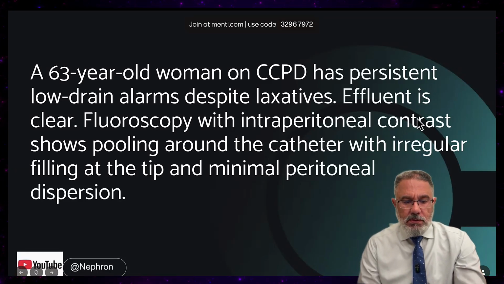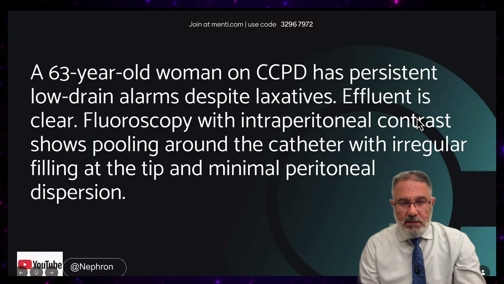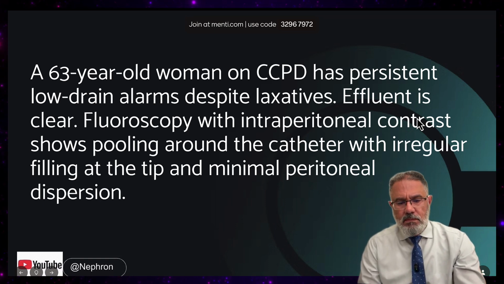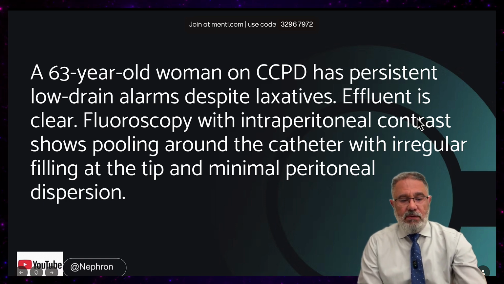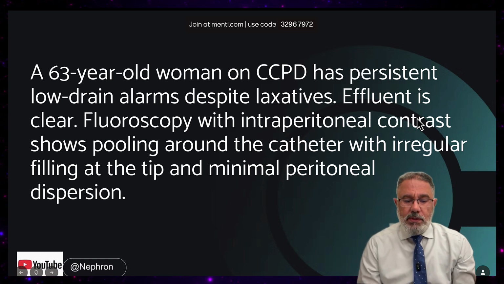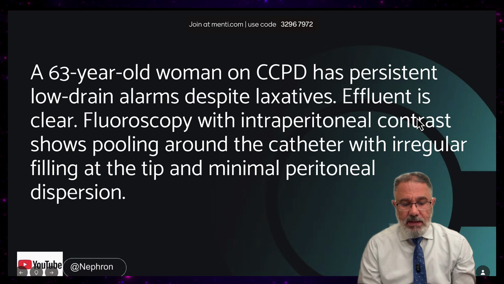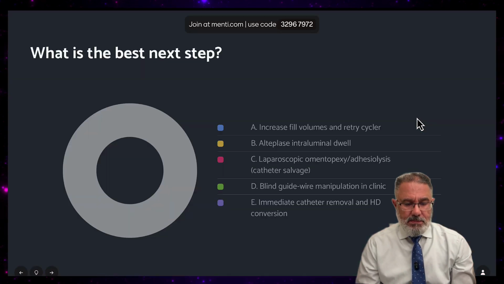For another MCQ today, we're discussing an MCQ about peritoneal dialysis. A 63-year-old woman on CCPD, continuous cycling peritoneal dialysis, which is not different from APD, apart from this will leave a day dwell. She has a persistent low drain alarm despite laxatives. Effluent is clear. Fluoroscopy with intraperitoneal contrast shows pooling around the catheter with irregular filling at the tip and minimal peritoneal dispersion. What is the next best step?